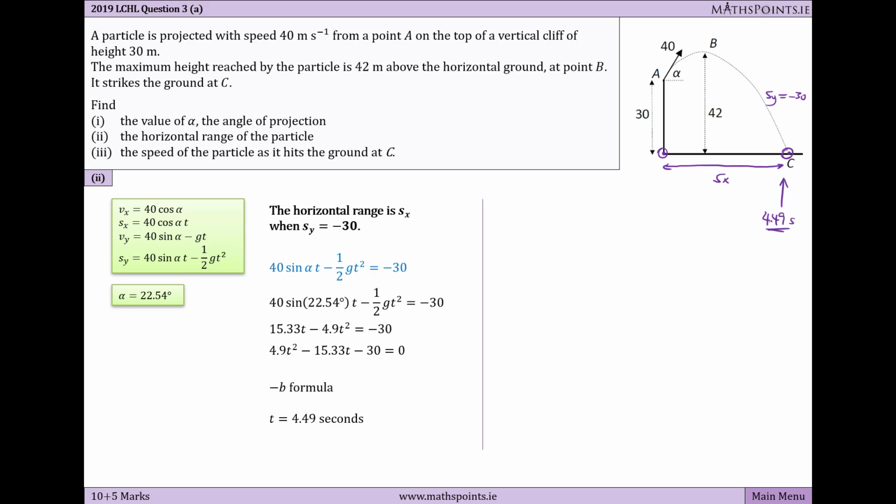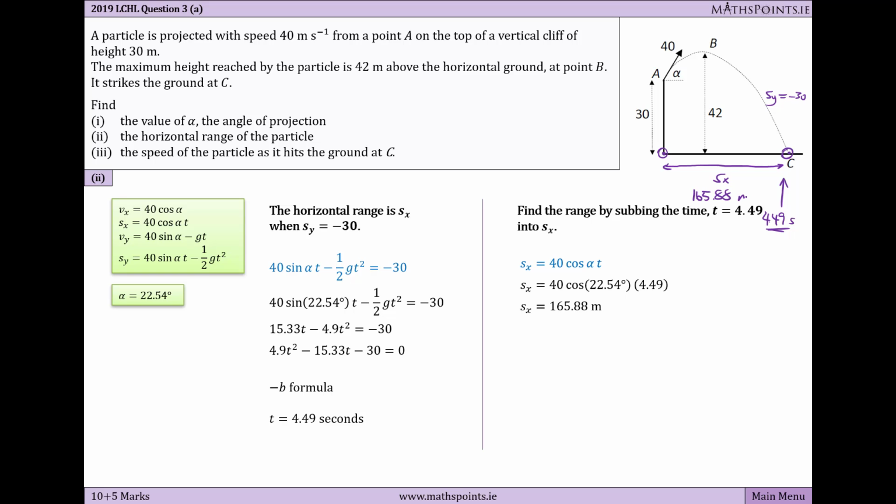What we want to do now is find the horizontal distance, s of x, travelled in that time. So s of x is equal to 40 cos alpha t. We know that alpha is 22.54, and we know that the time is 4.49, and we just multiply this out and we get s of x is equal to 165.88 meters.